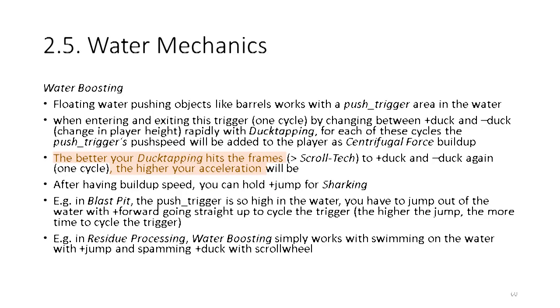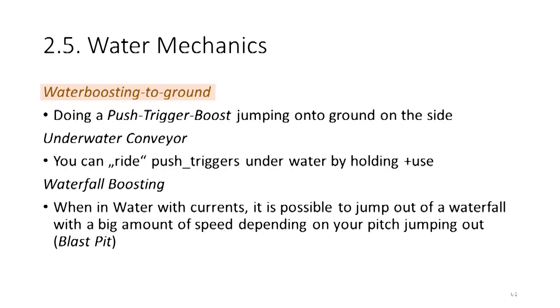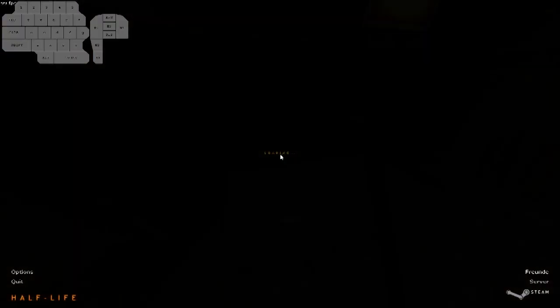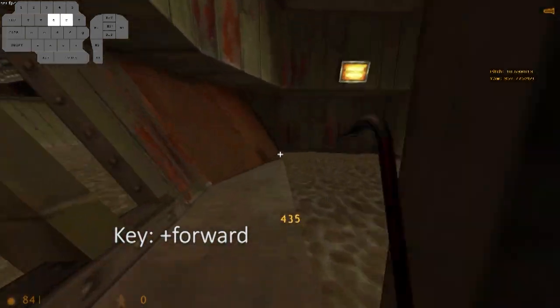For hitting the frames when duck rolling, scroll tag is important as well. Doing water boosting can get you up on the ground next to water. This, however, is a somewhat unstable trick.